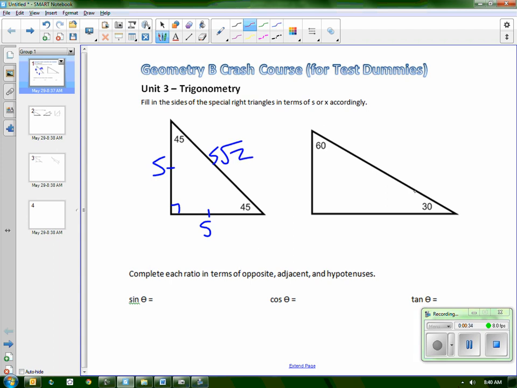The other one is if it's a 30, 60, 90, across from the 30 we usually call x, and across from the 60 is x radical 3. So whatever this is, you multiply by radical 3, and the hypotenuse is always 2x.